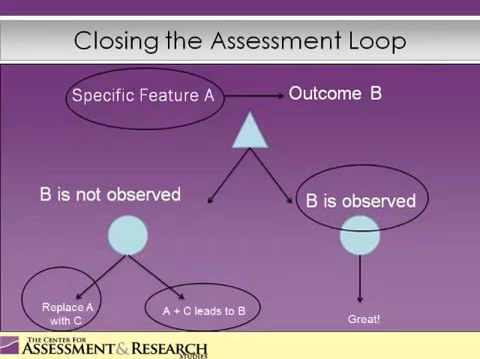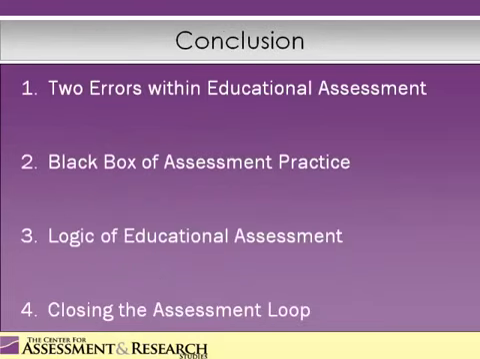So in order to close the assessment loop, we would simply make these changes, reassess this modification to see whether these changes led to improvement, and we would repeat this process until our outcome was achieved according to some standard. So let us see where we have been.